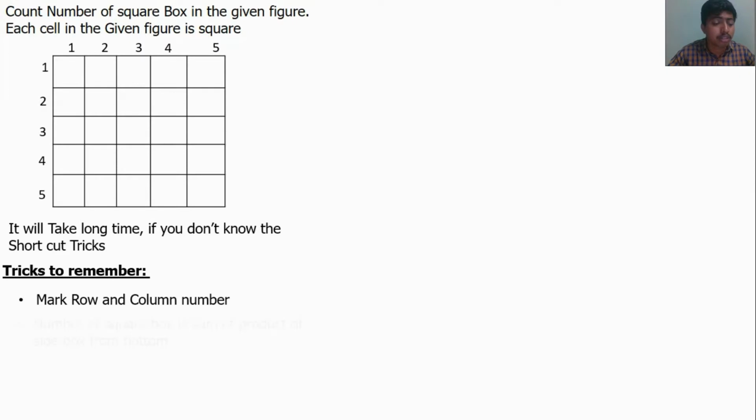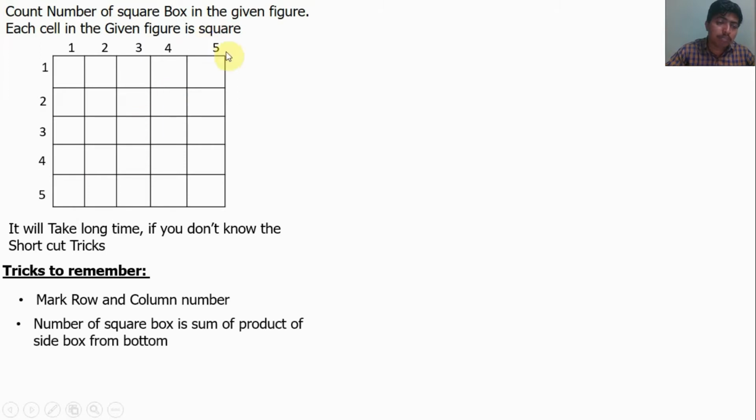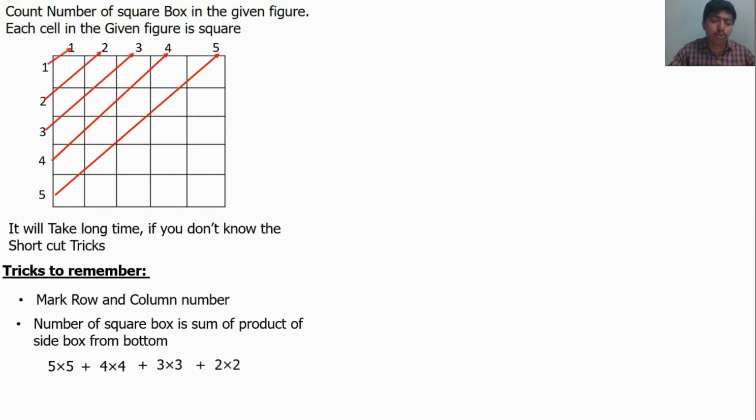The second step is the sum of product is the number of square box. Sum of product means first we go to product, from the bottom end. Okay, 5 into 5 is equal to 25. Then we go to summation of the product, 4 into 4, plus 3 into 3, plus 2 into 2, plus 1 into 1. Okay, this is the number of square box.